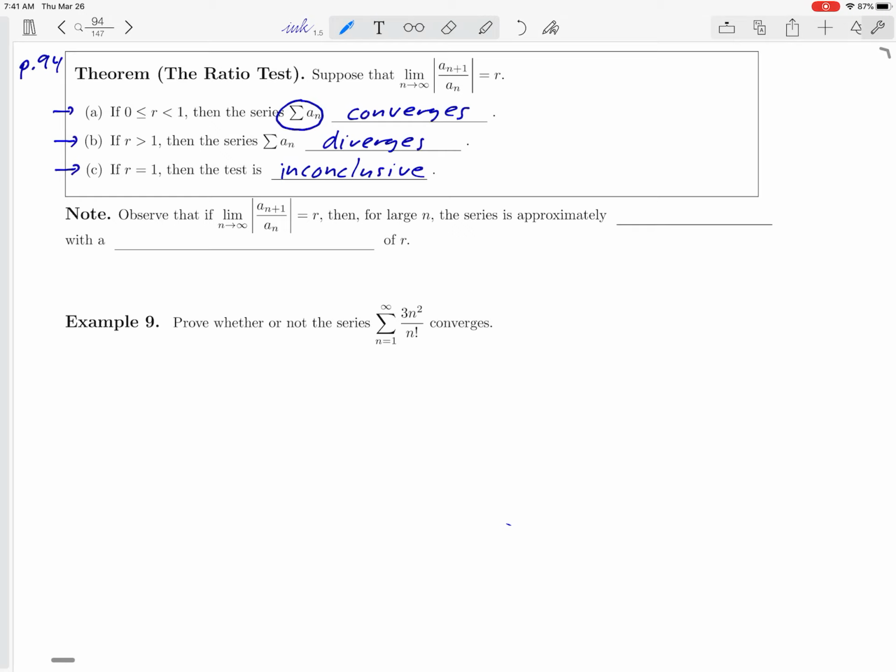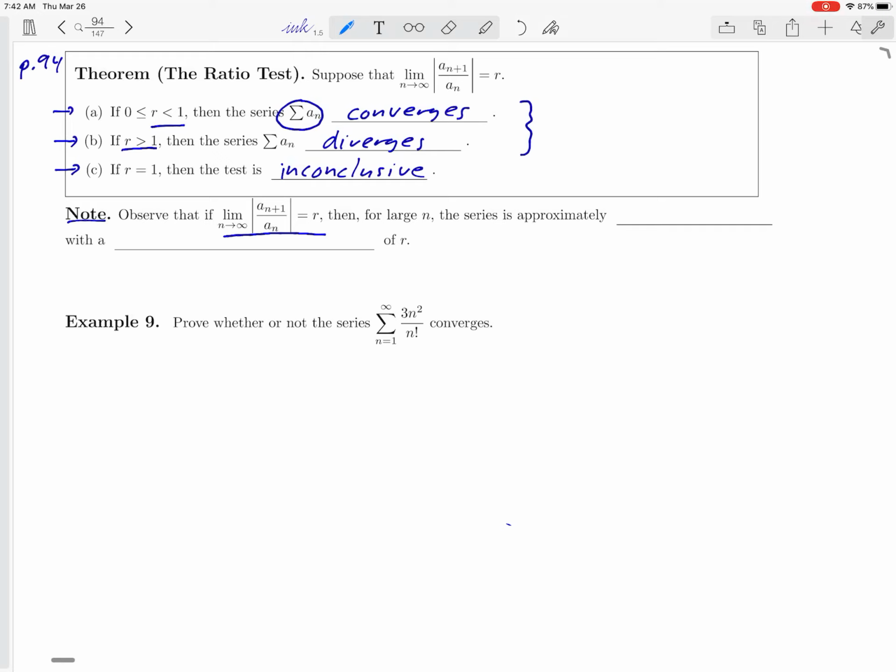I want to make one observation about this test before we do an example. If you look at parts A and B, does that behavior remind you of anything we've talked about earlier in the course? Convergence if r is less than 1, divergence if r is greater than 1. That sounds a little like the geometric series test. There's a very strong connection between this test and the geometric series test, and that's emphasized in this note that we see here.